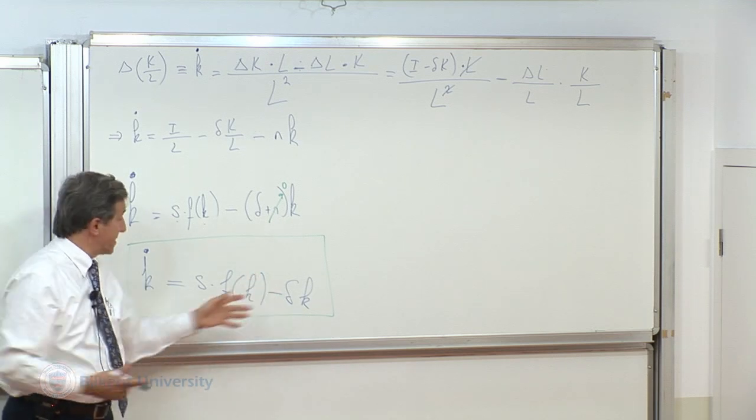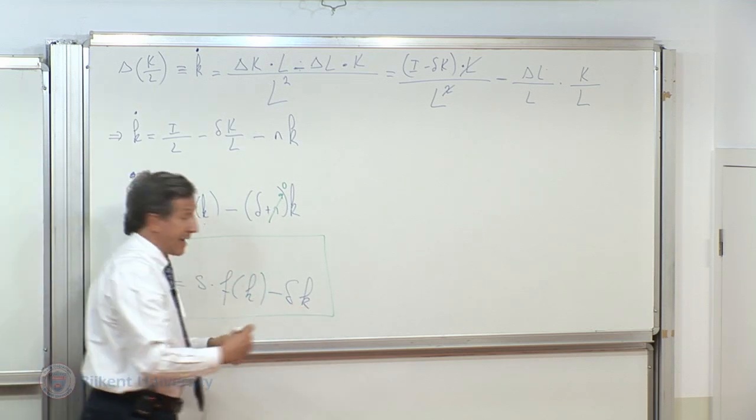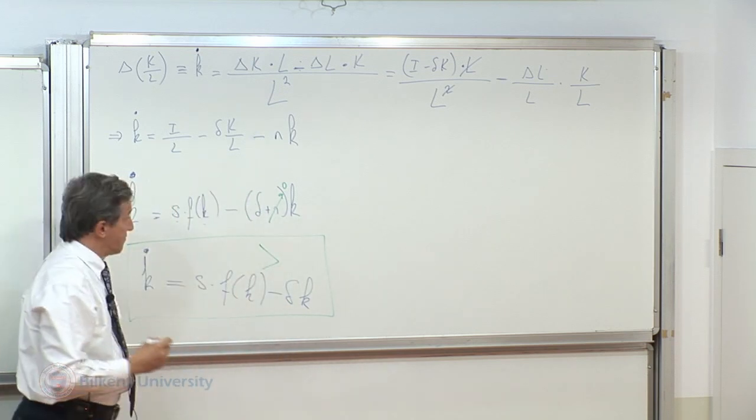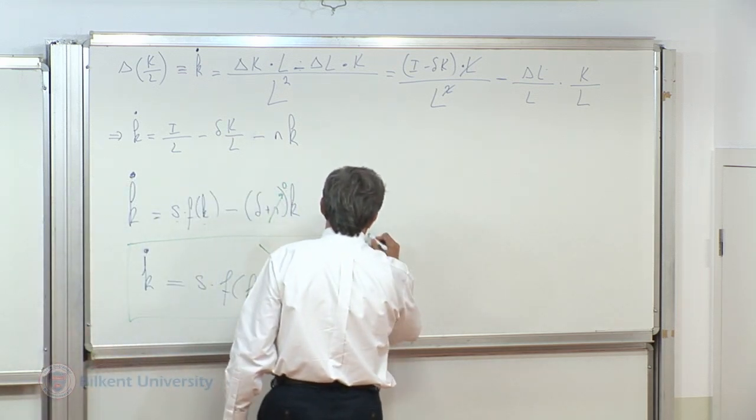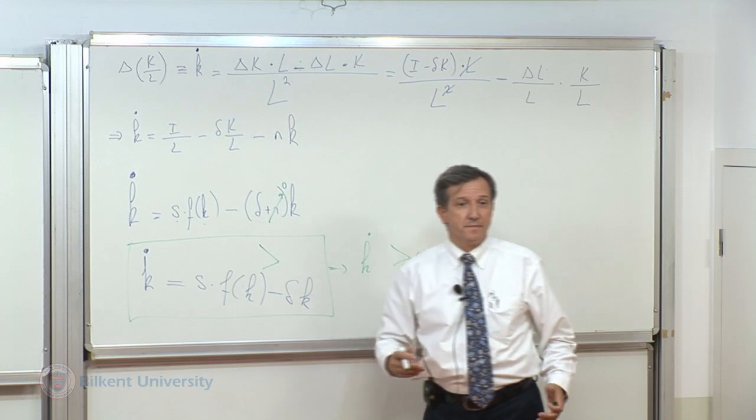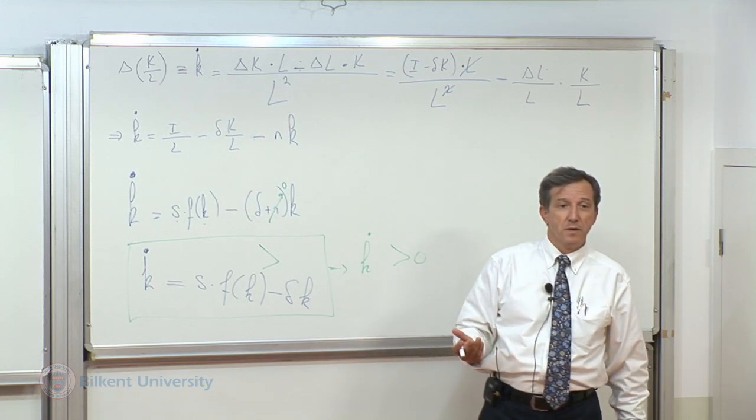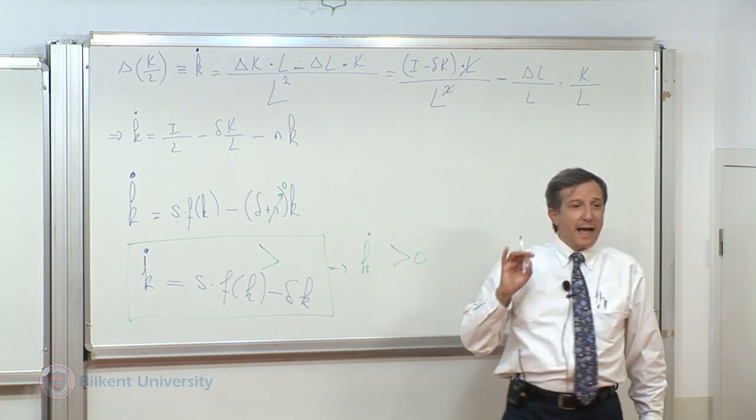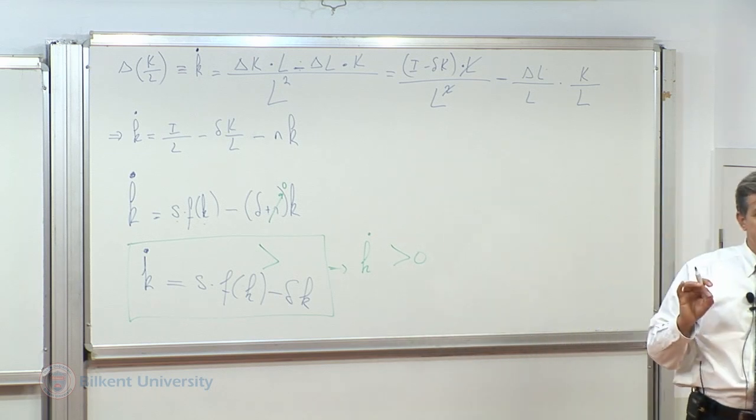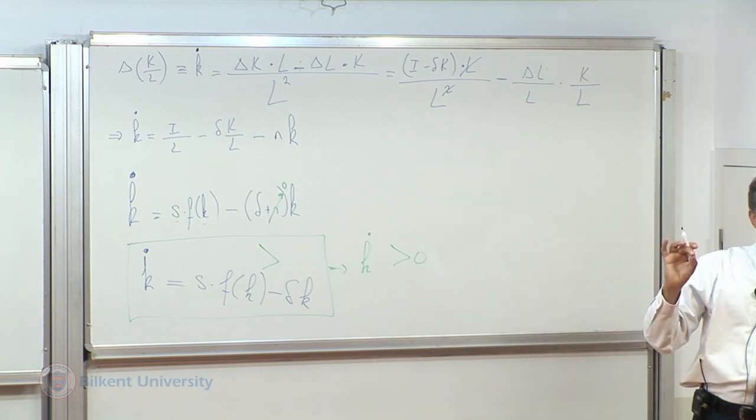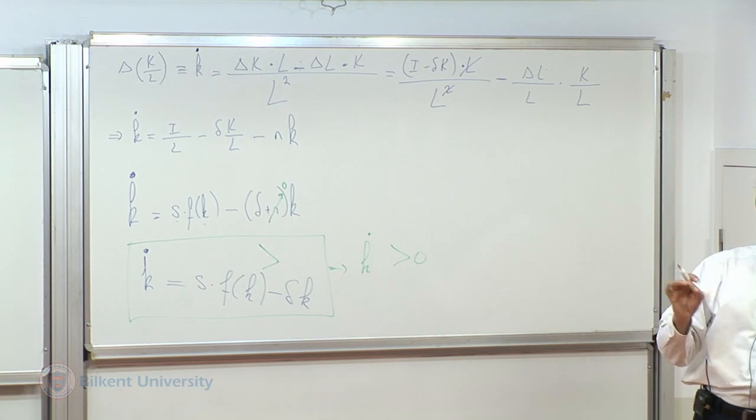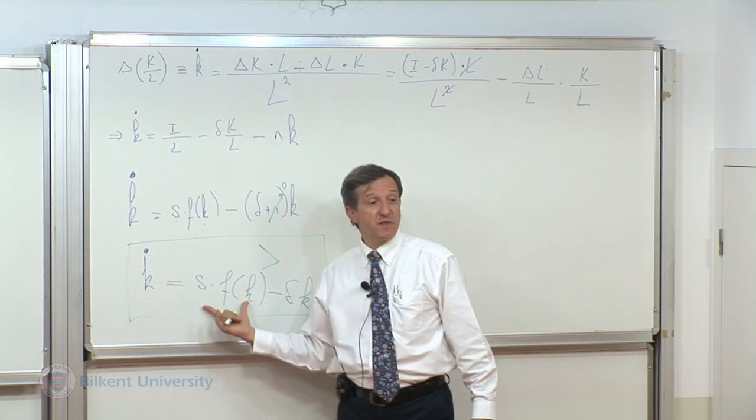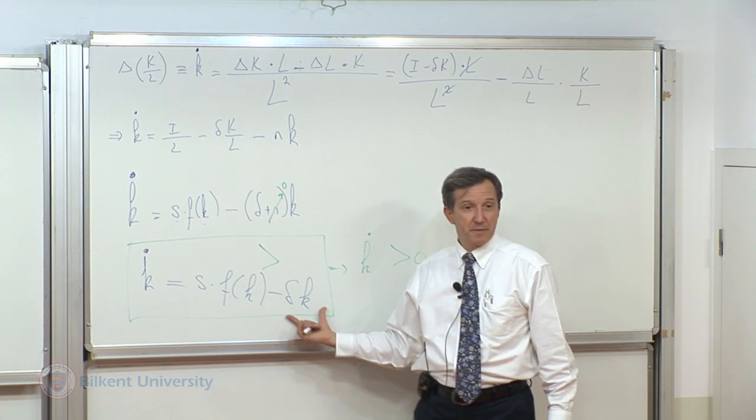If you have more investment than depreciation, that is, if S times F of K is greater than delta K, if this is true, then the implication is K dot is positive. Definitely. So do we have profit now? Right now, we haven't entered factor prices into the analysis. We are simply setting out the adjustment rule of capital per labor. The adjustment rule says it's the difference between investment per labor and depreciation.